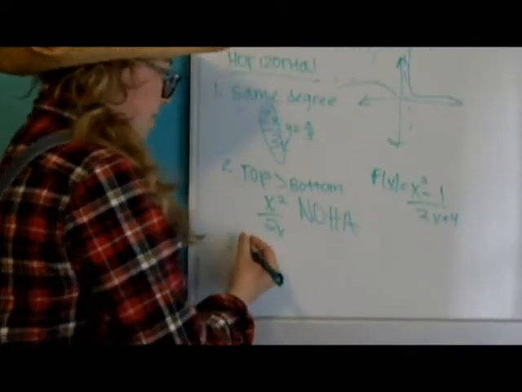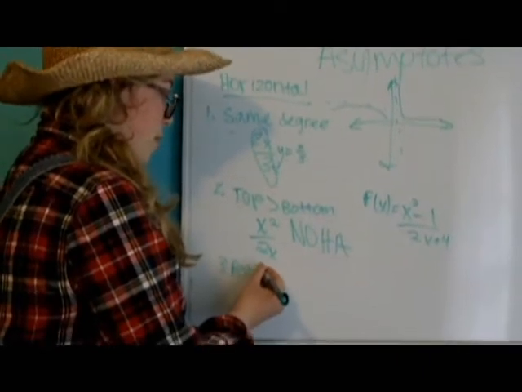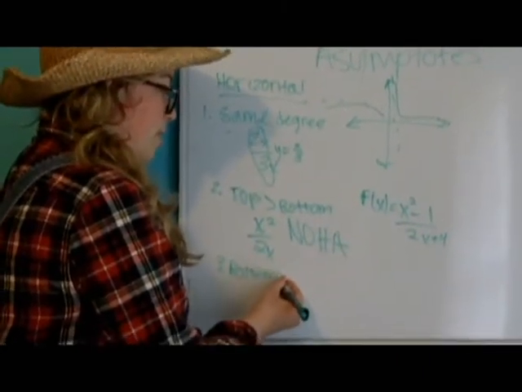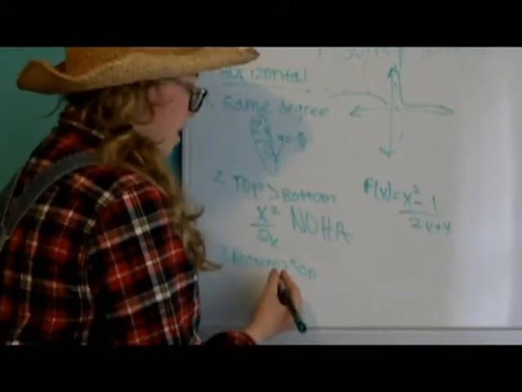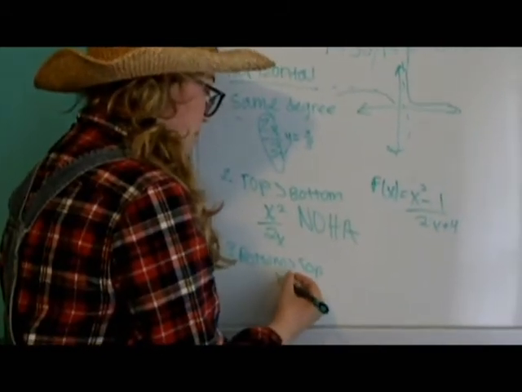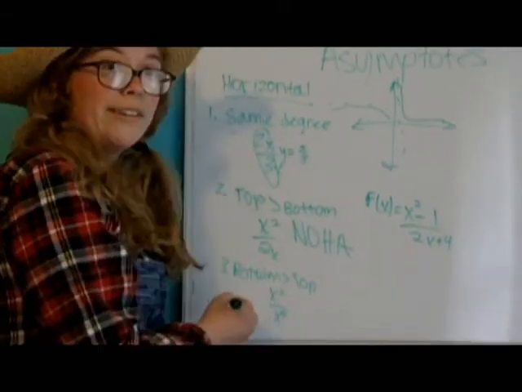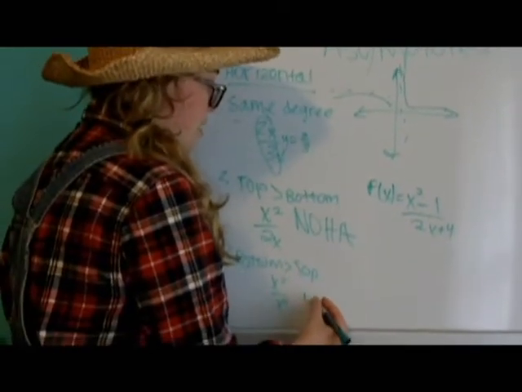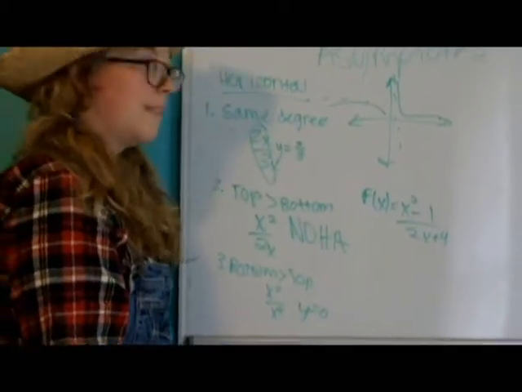For our third choice, where we've got the bottom, or the denominator, is greater than the top, or the numerator, such as x squared over x cubed, your horizontal asymptote will be 0. So at y equals 0, you would have a horizontal asymptote.